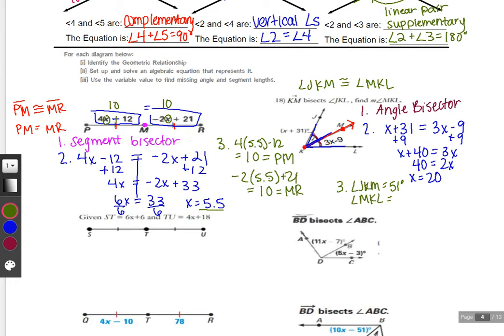I'll show my work here. So 20 plus 31 is how I got that one, and then we're just plugging in x here. So that was 3 times 20 minus 9, which was 51 degrees.